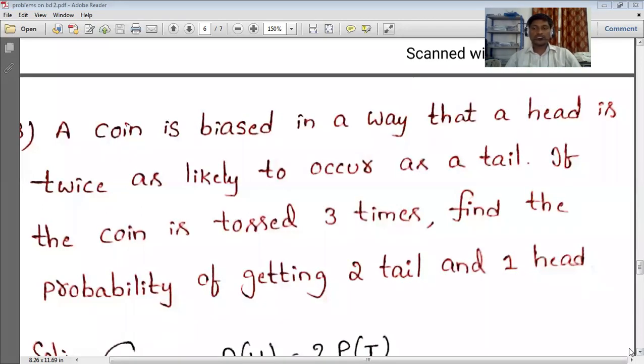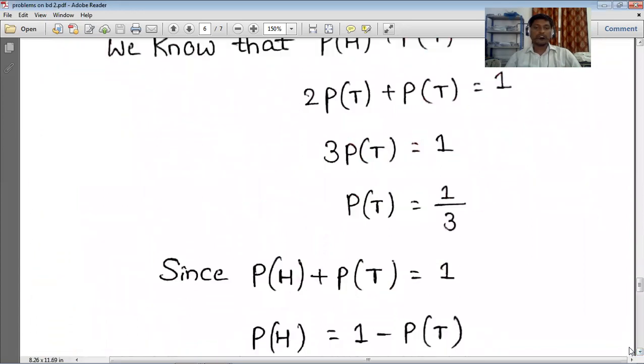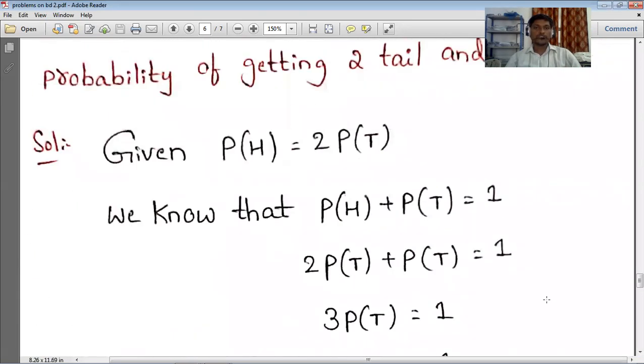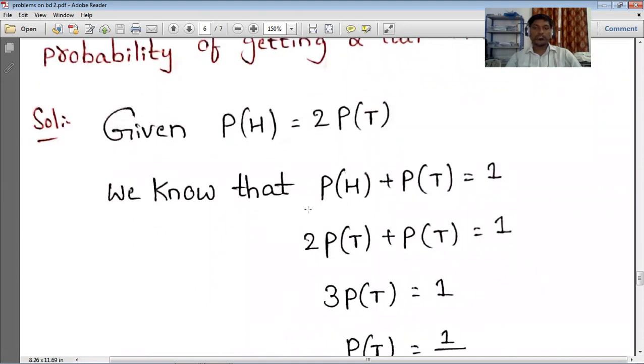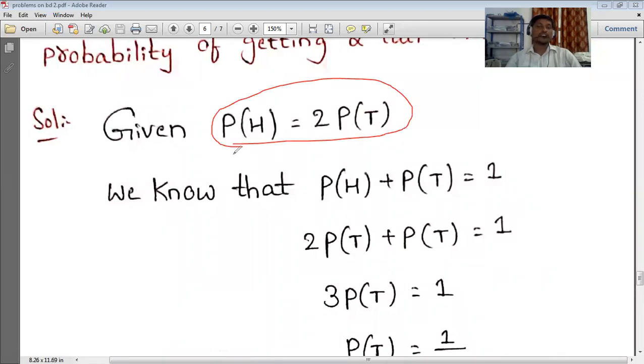Now here it is. So first we wrote here what they gave in the problem. So probability of heads is equal to 2 into probability of tail. This is already given in the problem, so that one as is we wrote in the solution. And next we already know that the sum of the probabilities is equal to 1. Sum of the probabilities means here only two things: one is heads, another one is tails. So for that we are using P of head plus P of T is equal to 1.